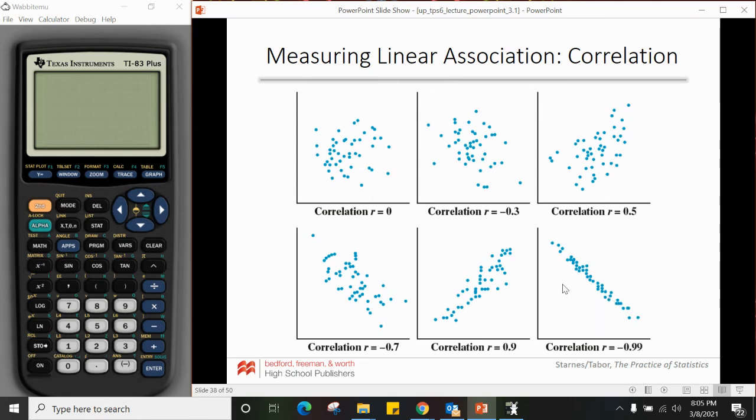So you can see the larger the correlation is, or the farther it is from 0, the closer and closer these get to forming an actual line. And like we said, in order to be a perfect 1, every data point would have to fall directly on this line.